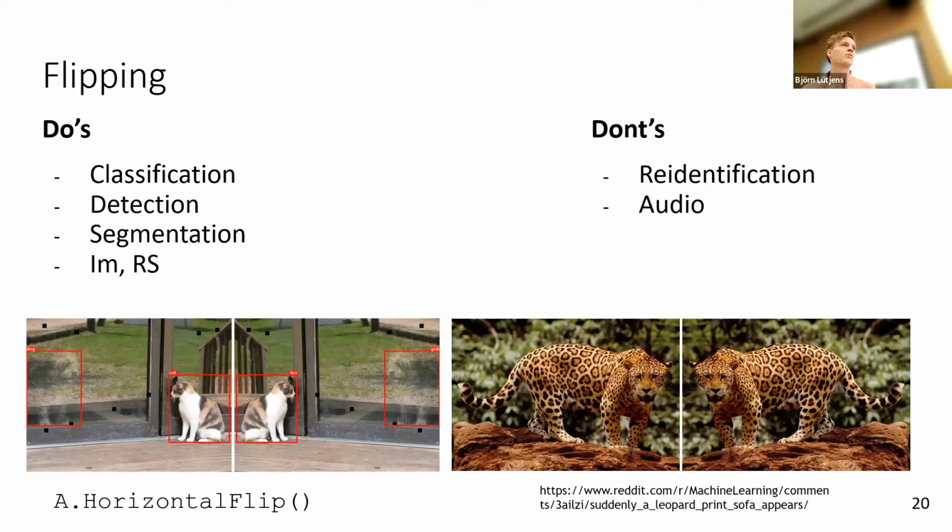However, care needs to be taken in case you work in re-identification or audio data. For example, in re-identification, if we have a leopard and we flip that onto the other side, we're actually generating a new leopard because the prints on the left and on the right side of the leopard don't match each other. And then we're asking the model to say this is the same leopard, even though it's not the same leopard technically.